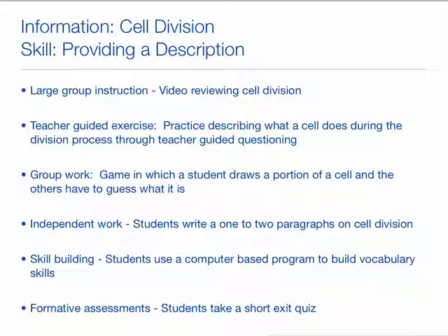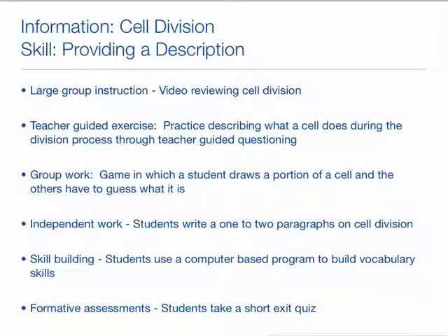Let me just give you an overview of what that was. Basically, in the first 5 minutes of class the teacher showed a video reviewing cell division, and then the teacher broke out into different activities. They had a teacher-guided activity or exercise in which the teacher practiced with the students. The teacher actually asked questions of the students so that they were getting immediate feedback on whether they know the material or don't know the material.